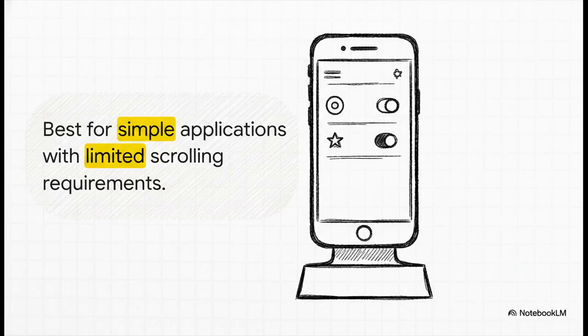So where does the app bar really shine? Its ideal habitat, you could say, is in apps with pretty straightforward designs. We're talking about things like settings pages, simple forms, or really any screen where the content is short and sweet and doesn't need a ton of scrolling. If simplicity and rock-solid stability are what you're after, the app bar is your go-to, no question.